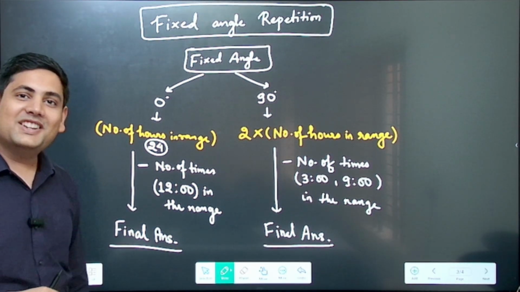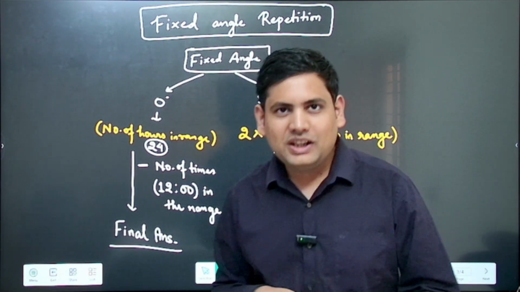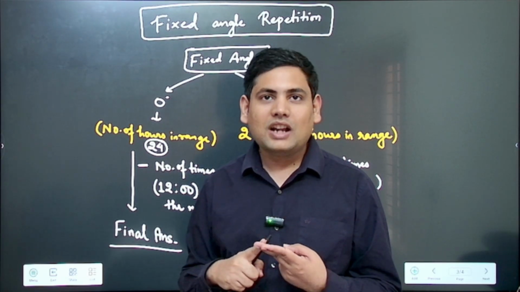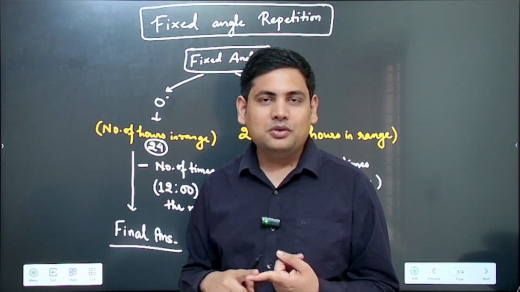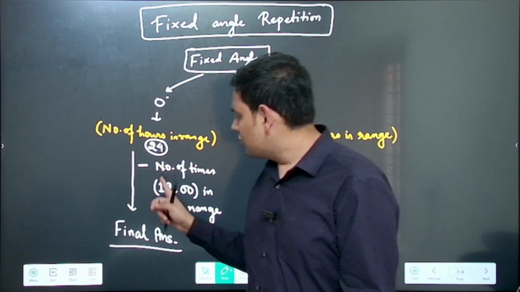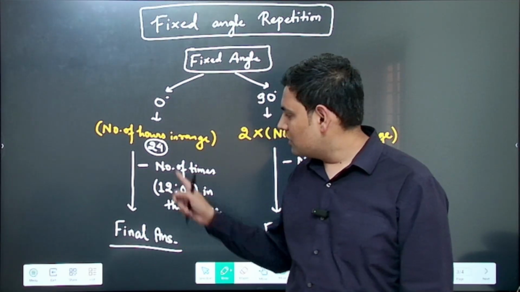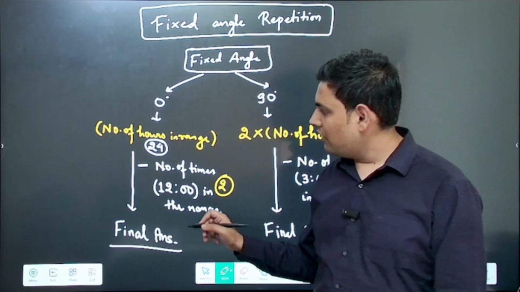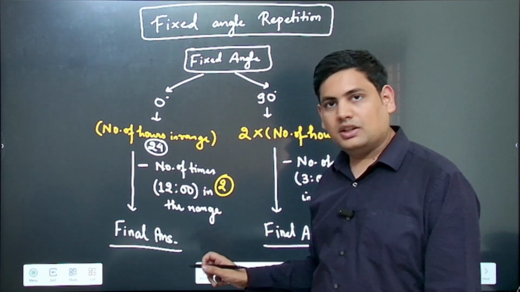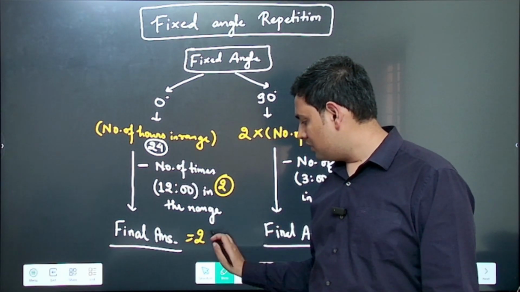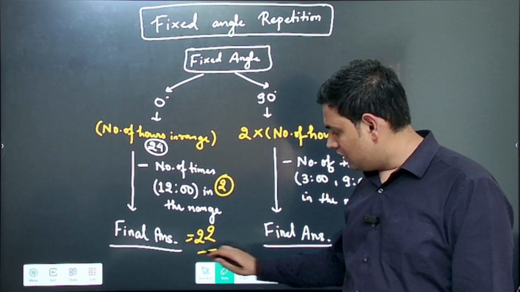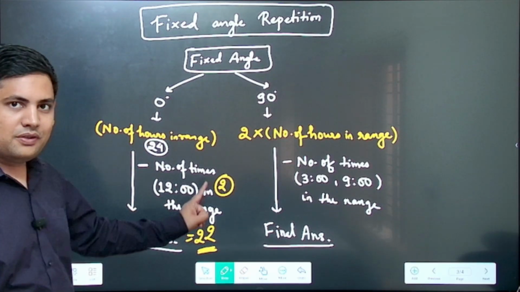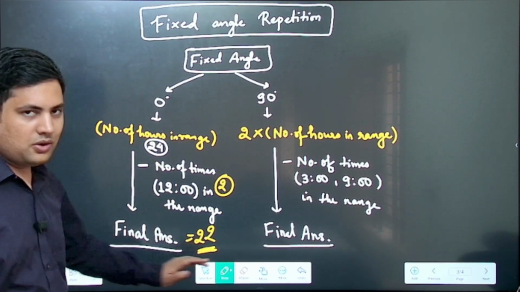How many times will you see 12 in 24 hours? In 1 day how many times? How many times does 12 strike in a day? 2 times. Correct. Once in the afternoon, once at night. Correct. Once in the afternoon and once at night. So 2 times you get 12. So you will have to subtract this 2. So answer becomes 24 minus 2. Final answer becomes 22. This is the final answer. Simple, very easy. You just have to count the number of 12s within the range that you have to subtract.